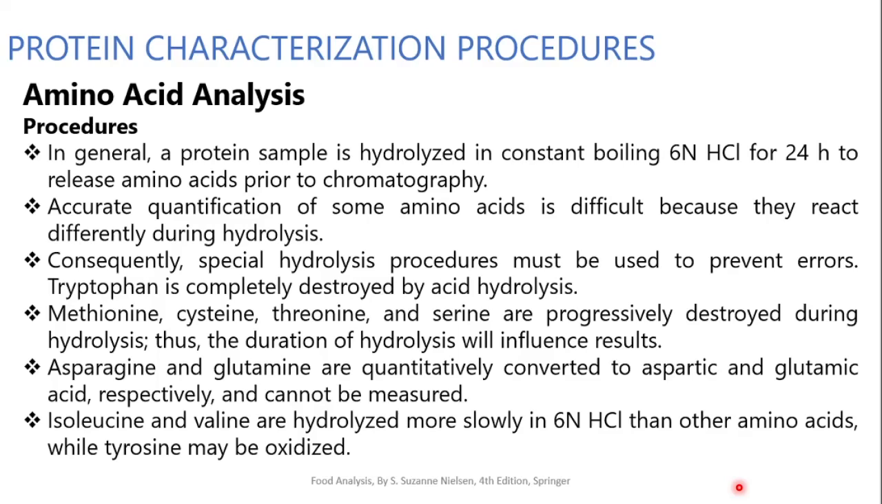Depending upon the nature of the protein, and what kind of amino acids are present, accordingly we have to apply the hydrolytic conditions. Asparagine and glutamine are quantitatively converted into aspartic and glutamic acid respectively, and that cannot be measured. Isoleucine and valine are hydrolyzed more slowly in 6 normal HCl than other amino acids, while tyrosine may be oxidized.